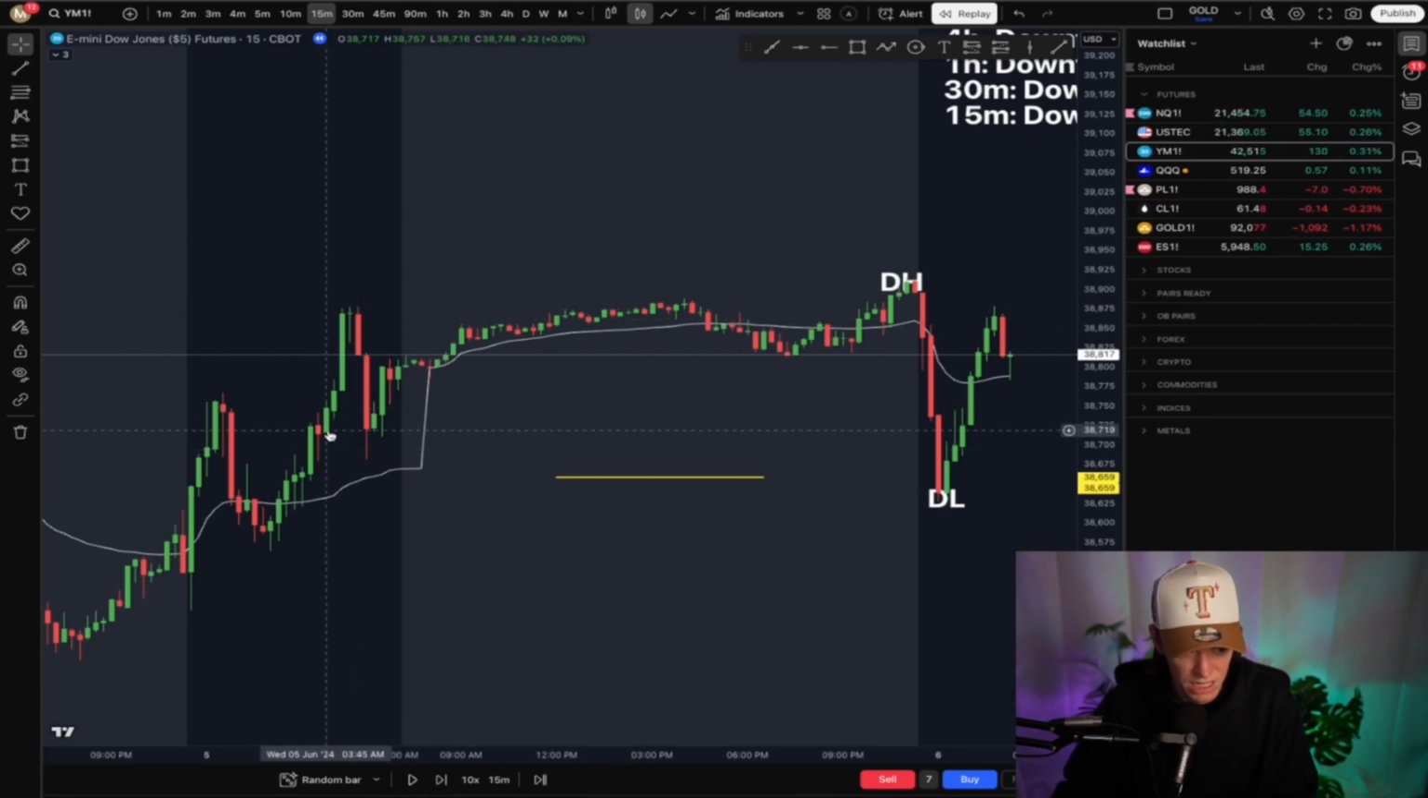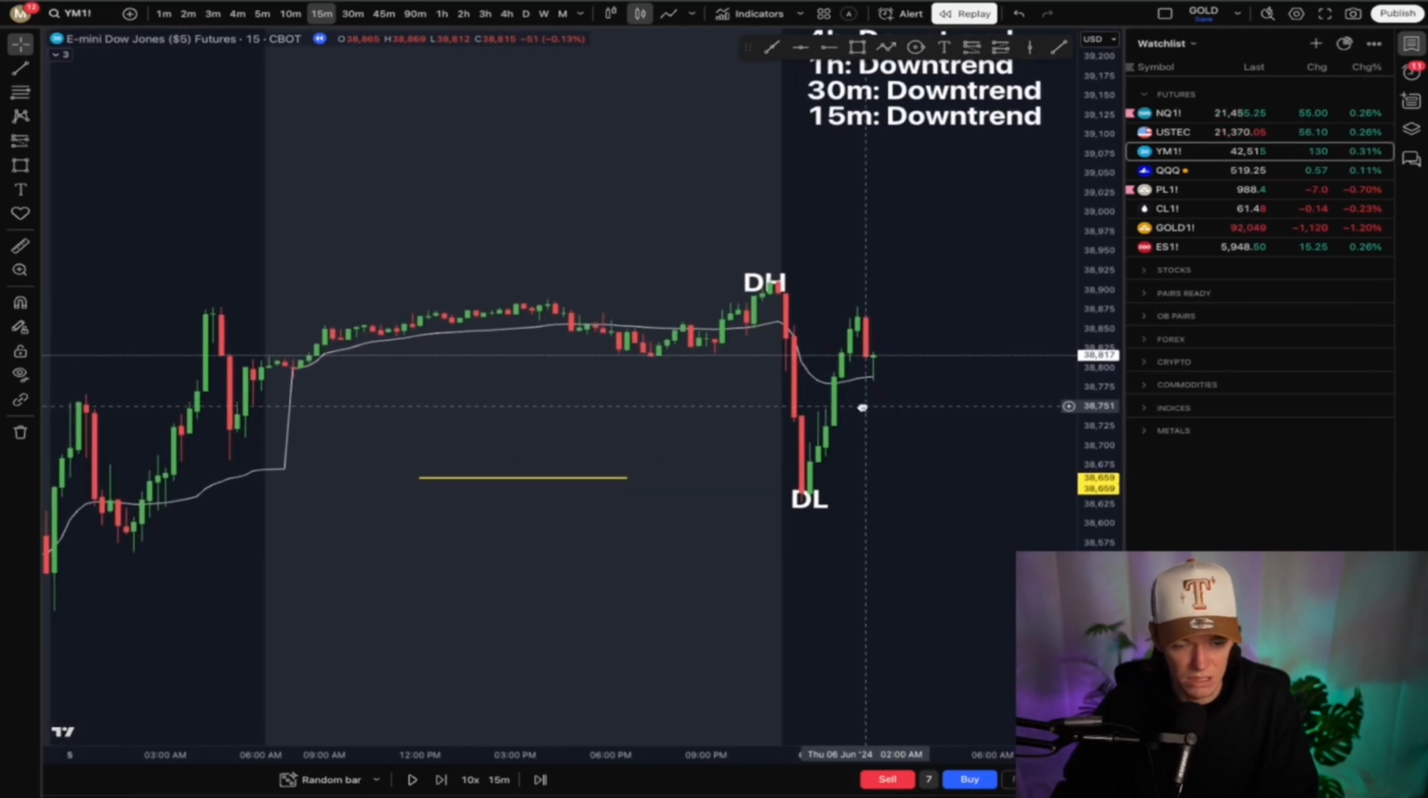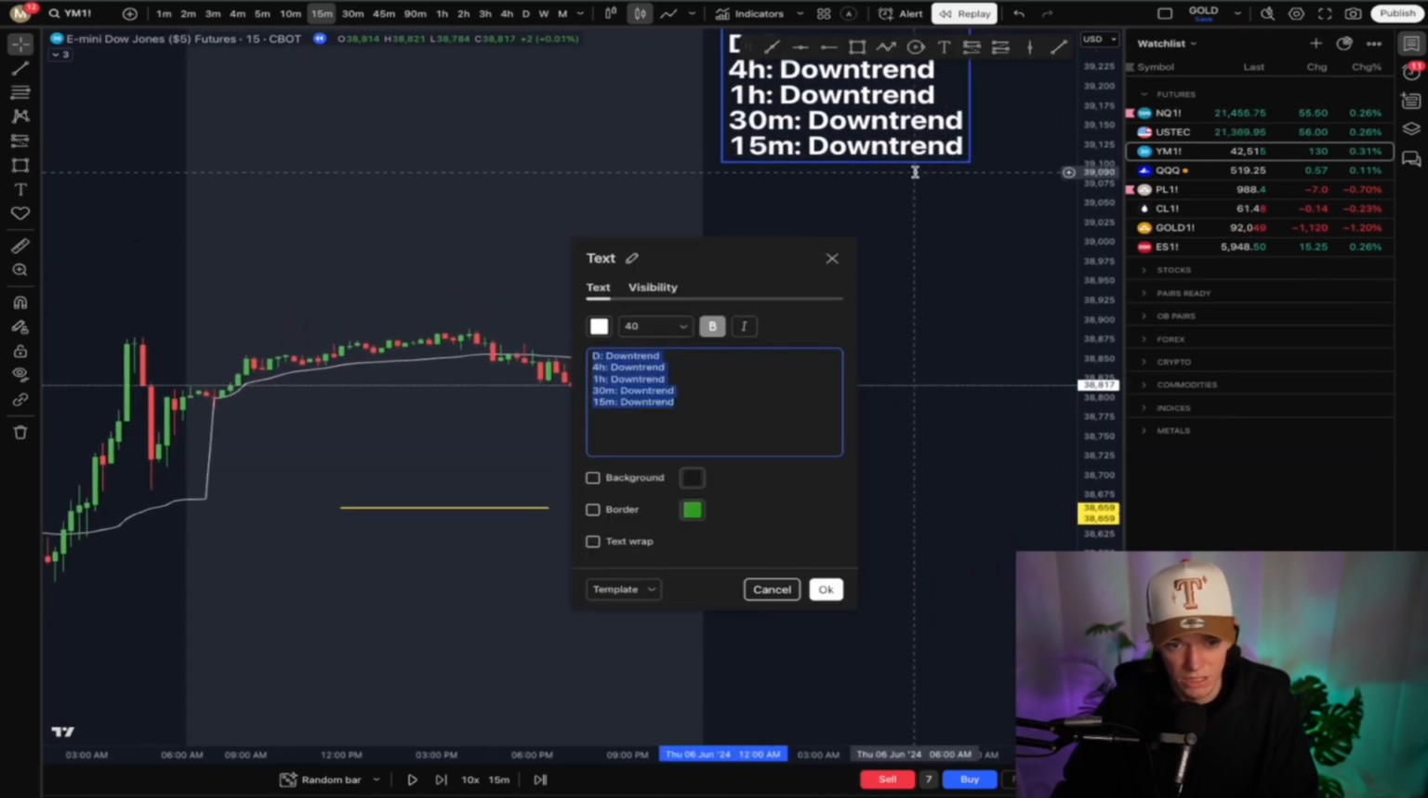This was the last high. That was the last low. And then we know that it broke above. So this would be the last low. Puts it in a downtrend. And then we know this broke back up. That's an uptrend. And then it broke again. So this is a downtrend again. It's following the higher time frames.